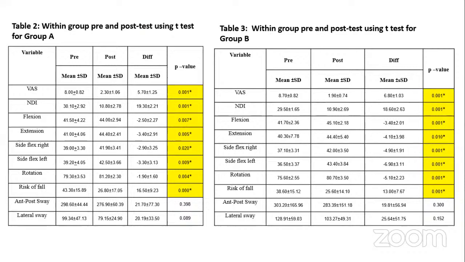Table three shows the within group difference, pre and post test using T test, for group B, that is virtual reality. There was significant reduction in pain, neck disability index, neck range of motion, and risk of falls. But in this group also, there was no significant reduction in AP sway and lateral sway.